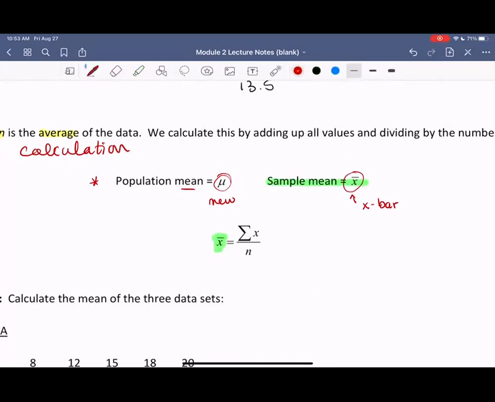In the numerator, we have this Greek letter called sigma, that's often used in math to denote a summation, or adding up a bunch of terms. So I'll just write that down. This sigma x means add up all the data values.